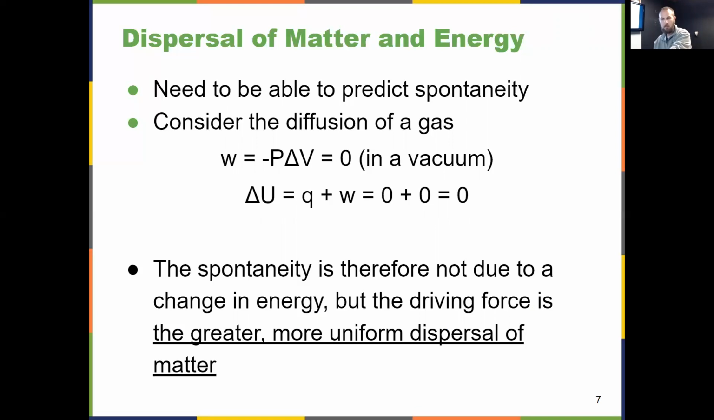Work becomes equal to 0. And then because no heat has been exchanged, the value of Q is also 0. And delta U, our internal energy is U, is equal to heat Q plus work W. So if those are all 0, delta U is equal to 0, there's been no change in internal energy. So even though we had a spontaneous process with the diffusion of that gas in a vacuum, there was no change in internal energy. That thought process tells us that the spontaneity of that gas diffusing isn't due to a change in internal energy U, but rather the driving force is simply the greater, more uniform dispersal of matter.